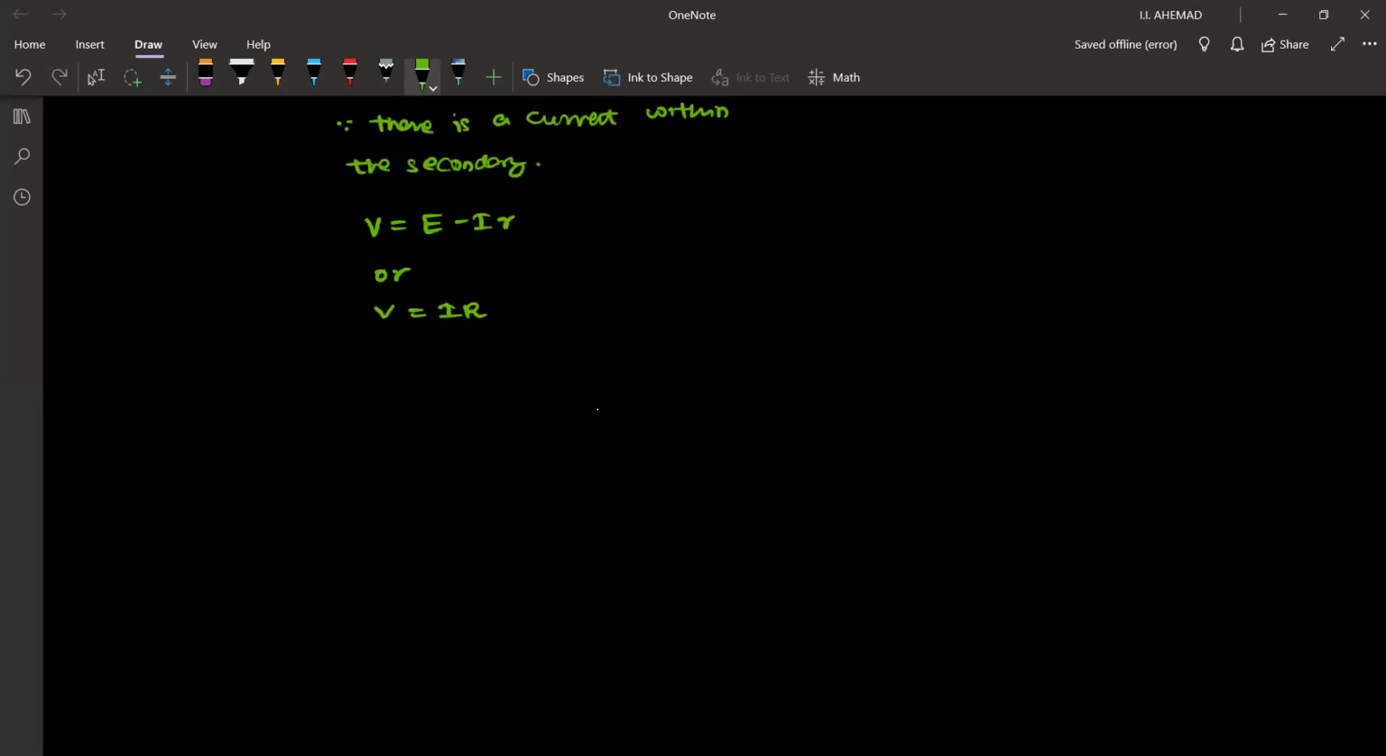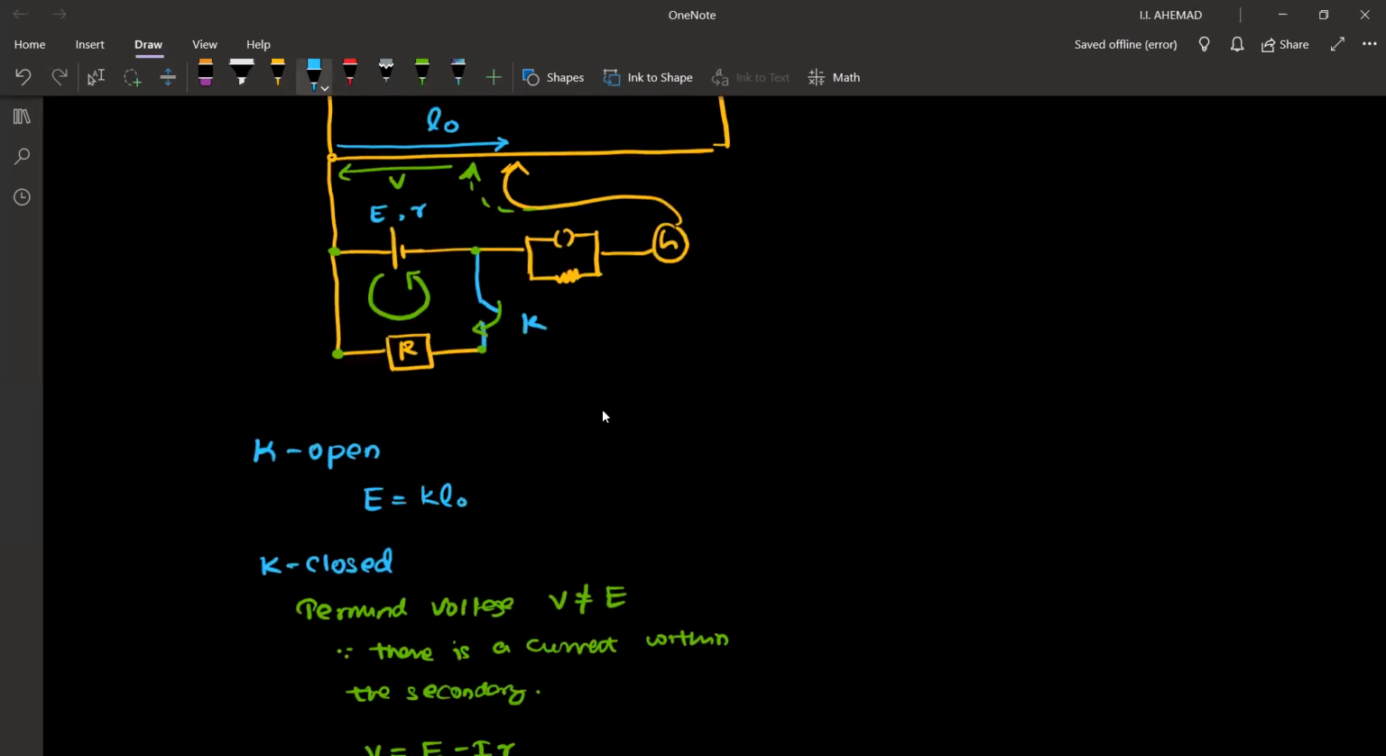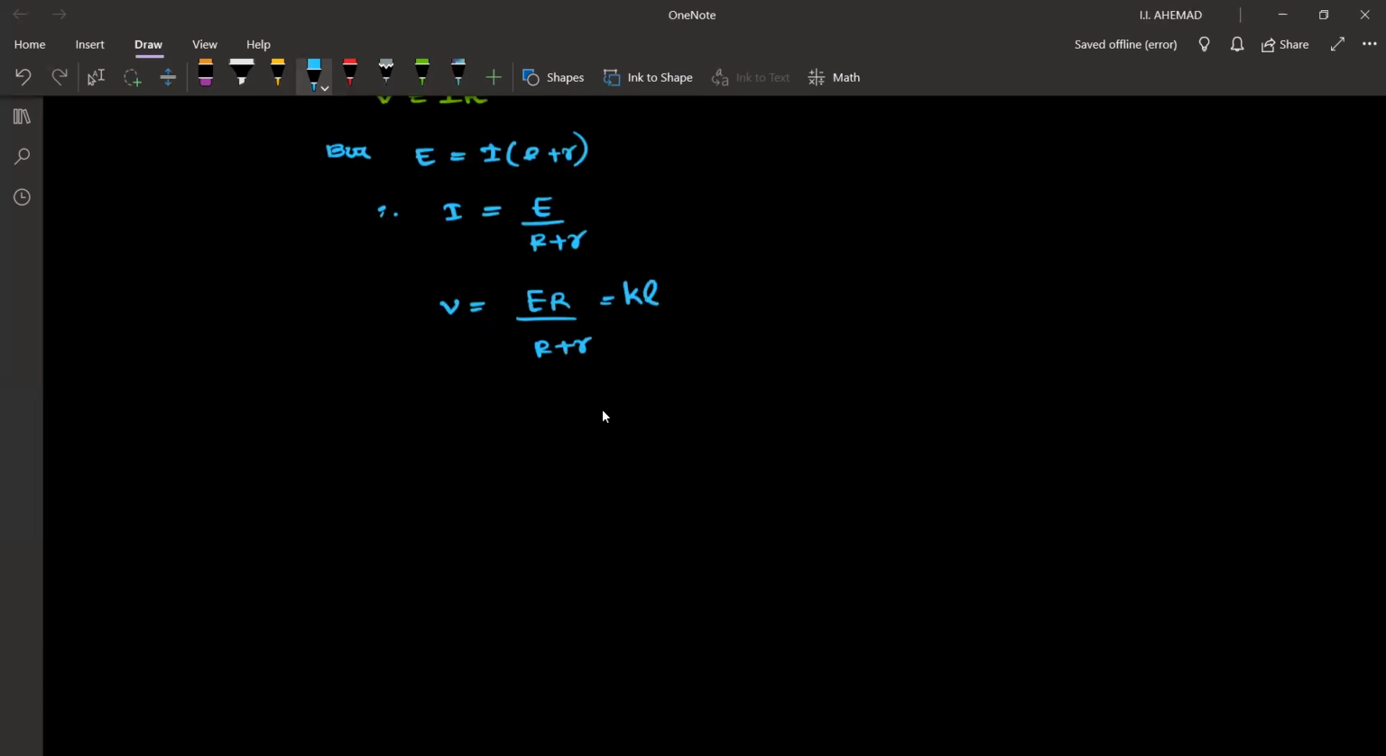Now we have to find I, but E is equal to I times R plus r. Therefore, I is equal to E over R plus r. V is equal to E R over R plus r. But this is equal to K into the new balance length L. It is equal to KL.